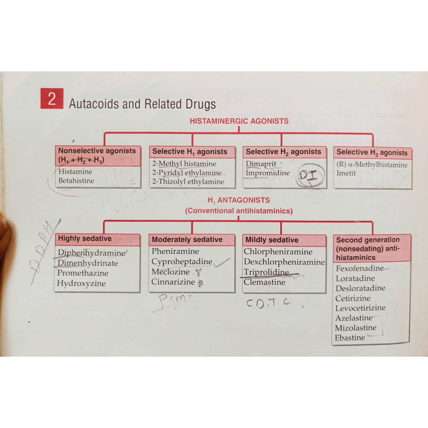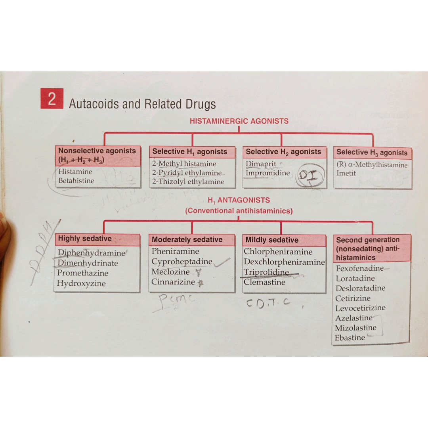Our next classification portion is the H1 antagonist, H2 antagonist, and H3 antagonist. The first one is our H1 antagonist. We also call it the conventional antihistaminics, and these drugs are mainly divided into four classes depending upon the sedative nature, that is highly sedative, moderately sedative, mildly sedative, and second generation antihistaminic drugs. We also call them non-sedating antihistaminic drugs.